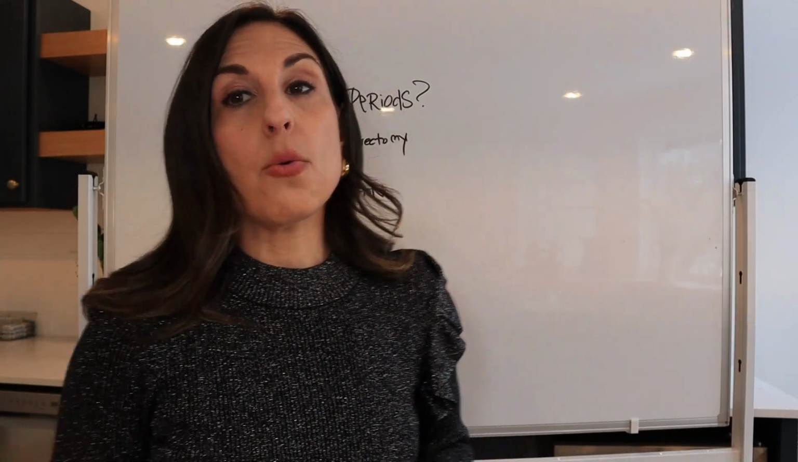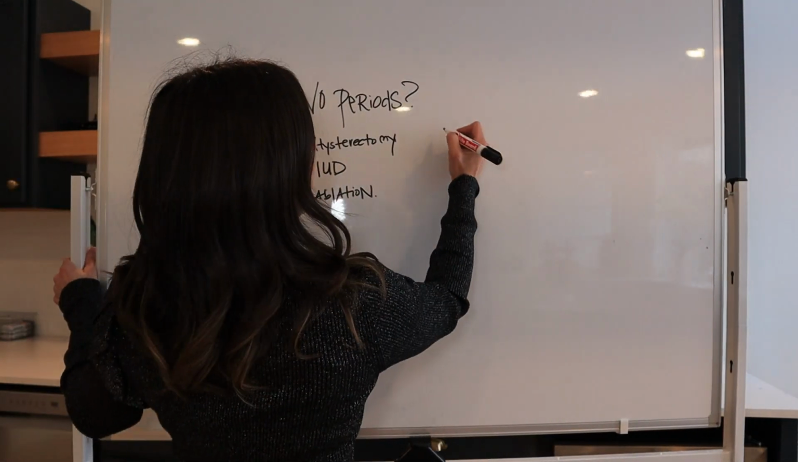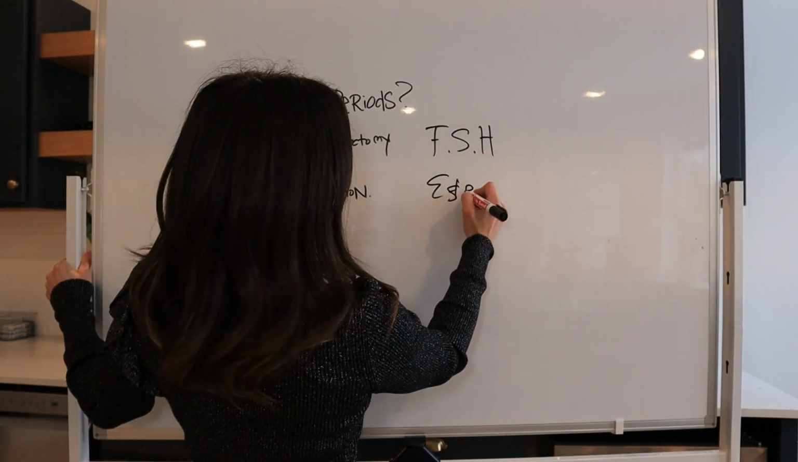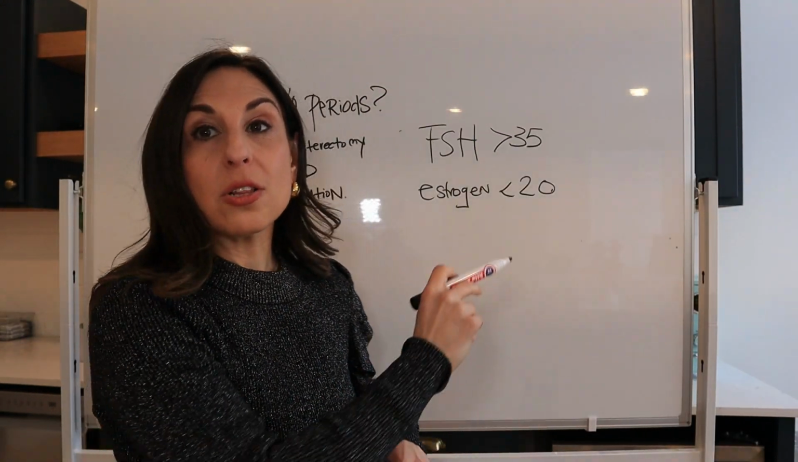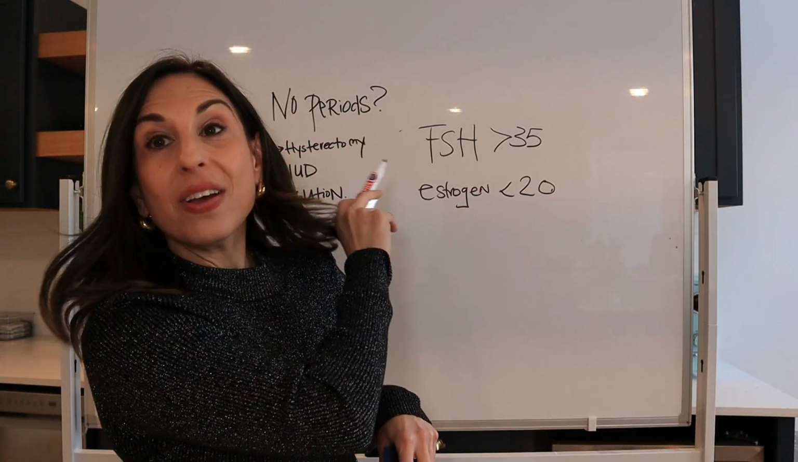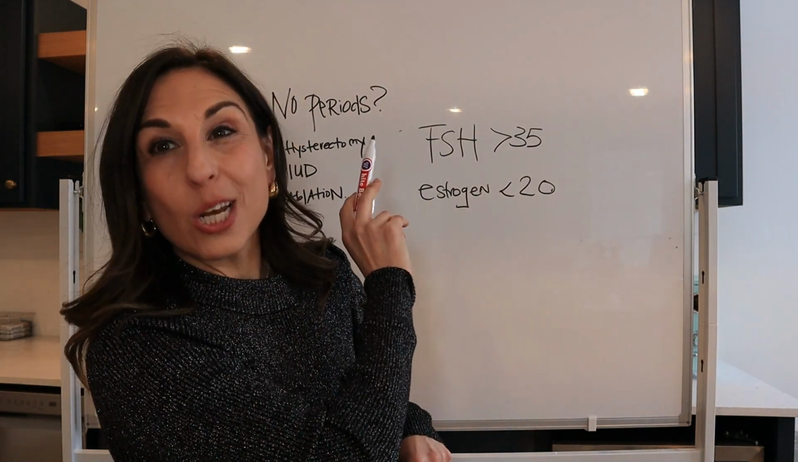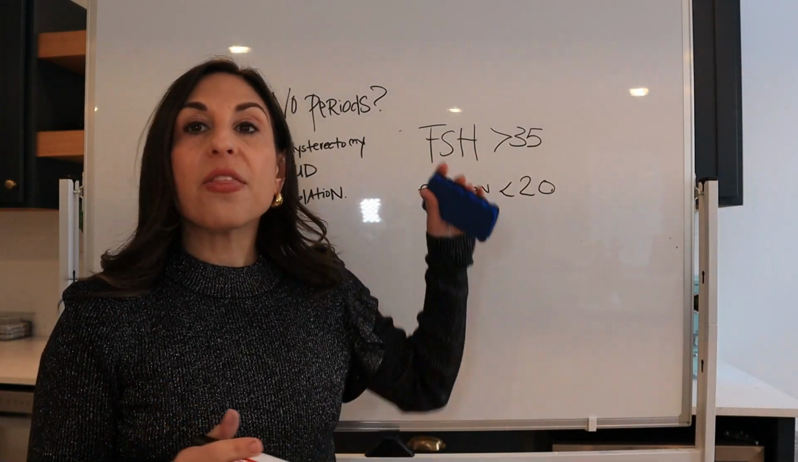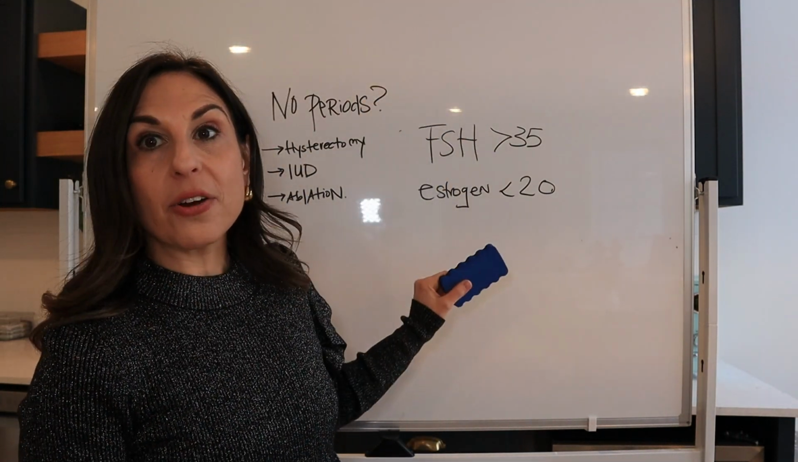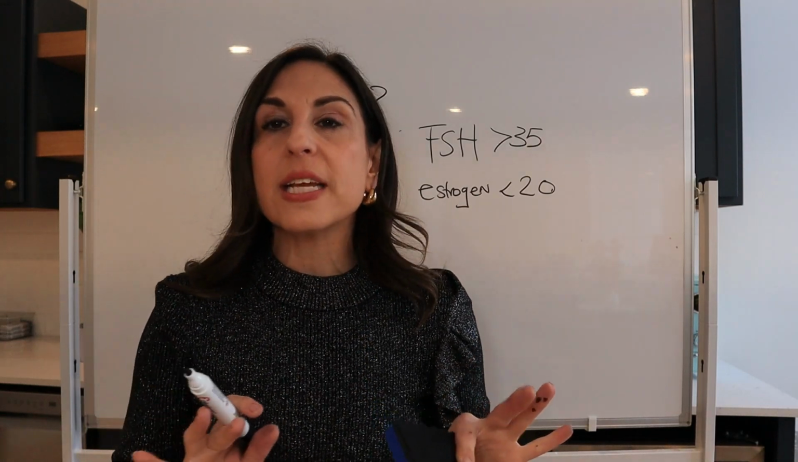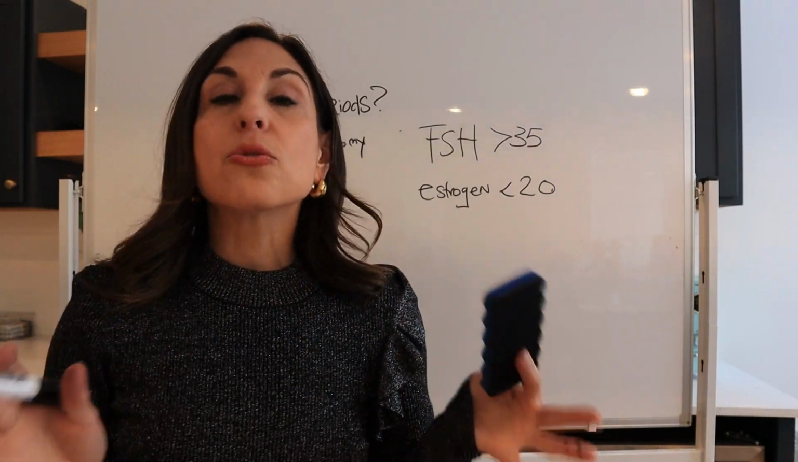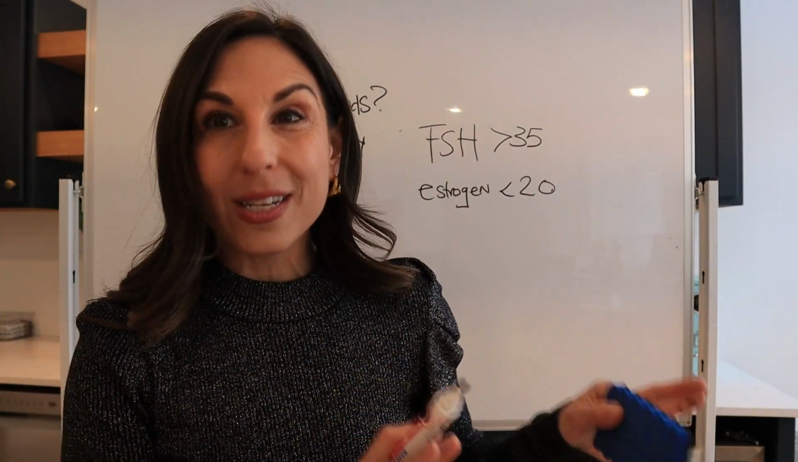You are going to now want to look at two lab tests, a follicle stimulating hormone and an estrogen level. FSH stands for follicle stimulating hormone level, and estrogen is your estrogen level. If FSH is over 35 and your estrogen is less than 20, it is likely but not definite that you are post-menopausal. And again, the reason is that period history will always trump lab work.